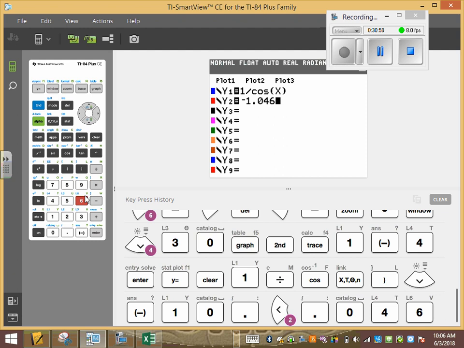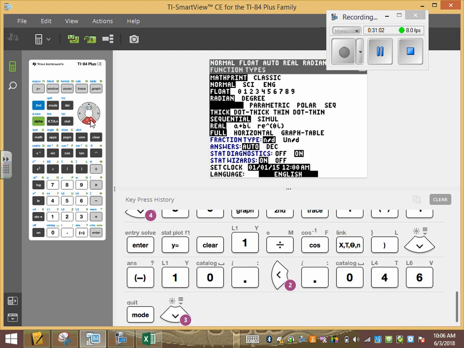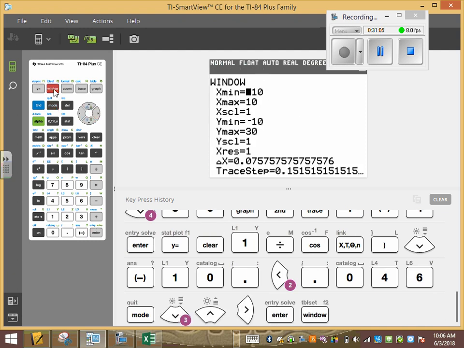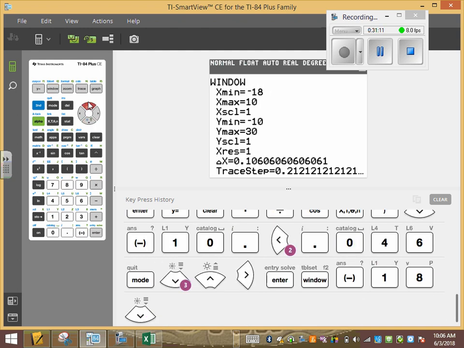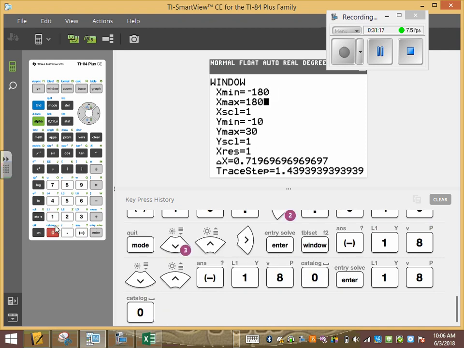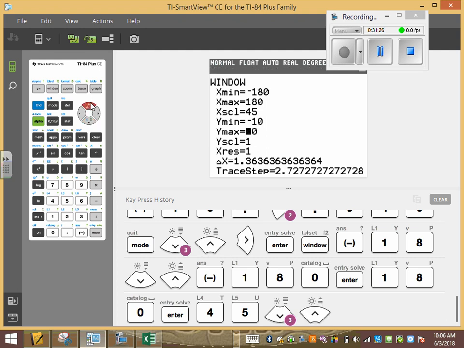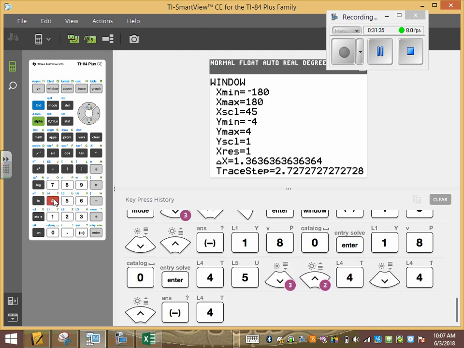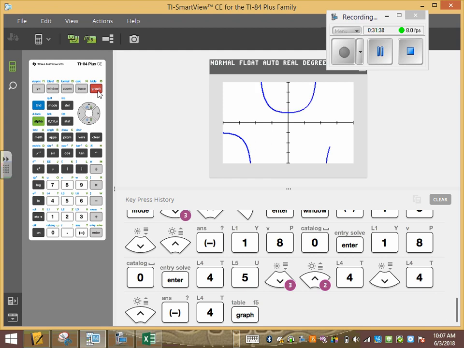I'm going to go to my mode, make sure I'm in degree. I'm not. And then I'm going to go to my window and restrict it to be the same domain. So the domain was negative 180 to 180. Make it go by 45, let's say, and negative 4 to 4. See how many times it crosses. Oh, twice. One here, in this red, and one here.